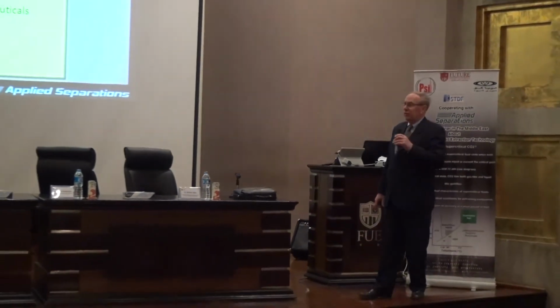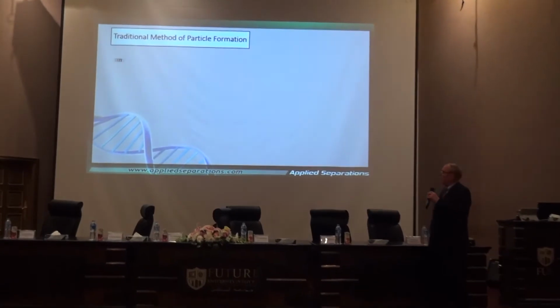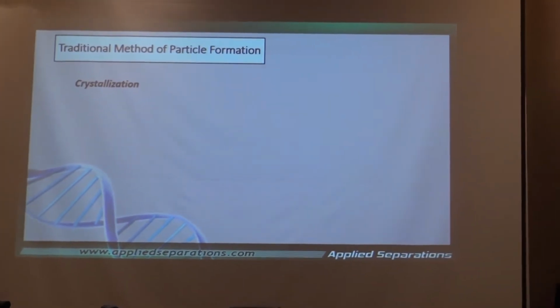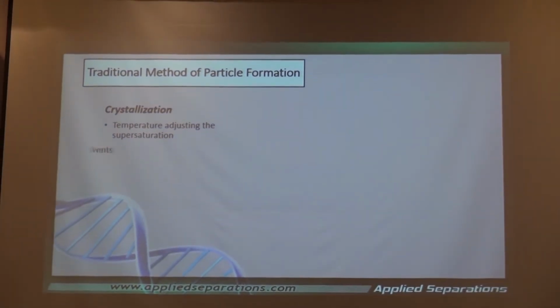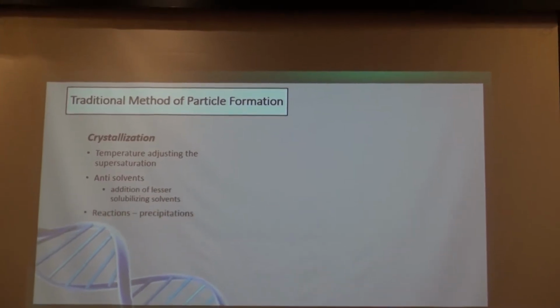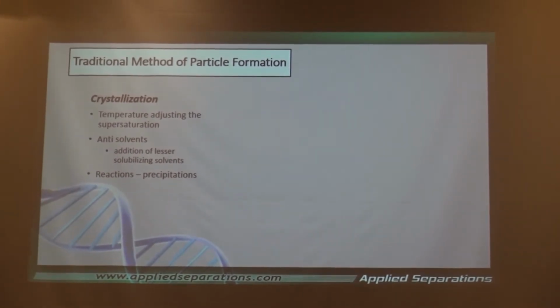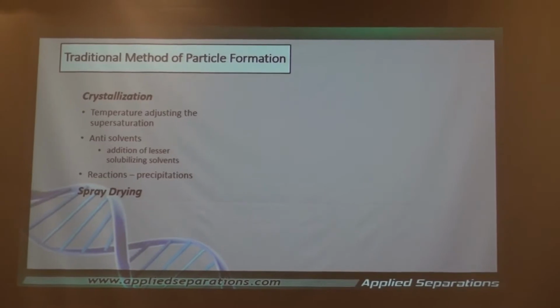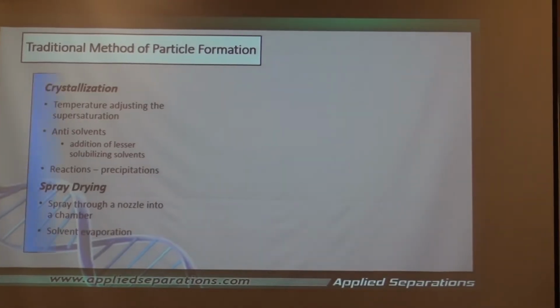Okay, let's talk about nanoparticles, production of nanoparticles. Now the traditional way of making nanoparticles is crystallization by adjusting the temperature and then adjusting supersaturation. We can use anti-solvents. These are ways of doing crystallizations, and then reactions and precipitations. This is the traditional way of doing crystallization. And then spray drying. Particles are formed by spray drying as well, through a nozzle into the chamber.